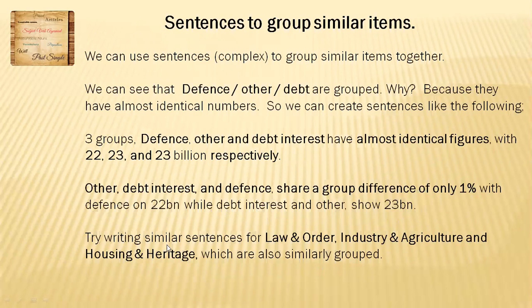So what I'd like you to do is try writing similar sentences for law and order, industry and agriculture, and housing and heritage, which are also similarly grouped. There is a worksheet and instructions at the end of this video.